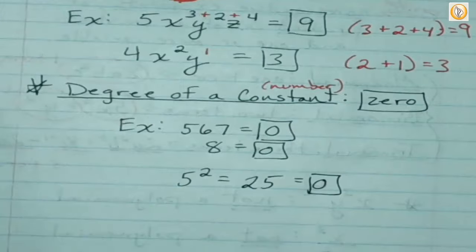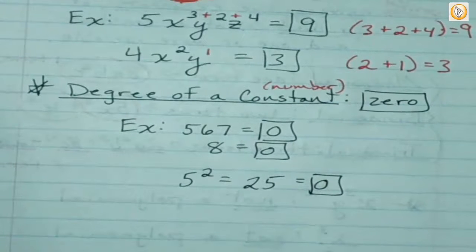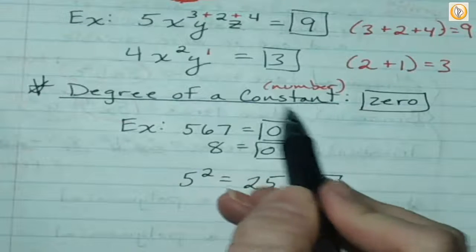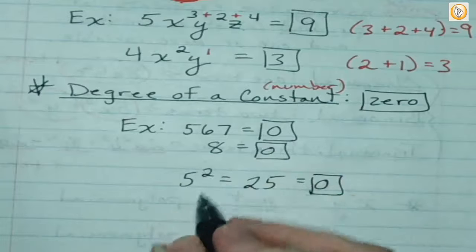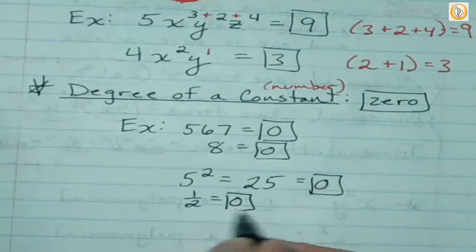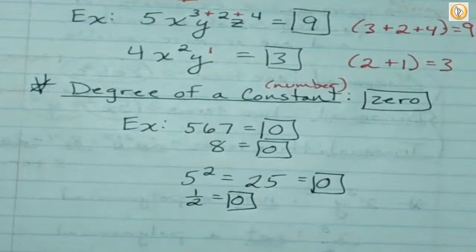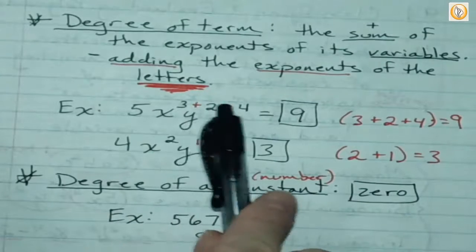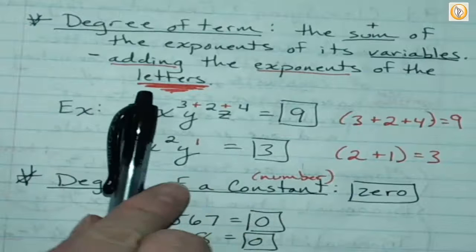What if it's a fraction? Okay, let's say they did. That's still a constant, right? It's still a number with no variable, correct? So I'm assuming it's also going to be 0, because we're just dividing constants. Constants are your numbers, variables are your letters. So regular old numbers are going to have a degree of 0. Degree of term, you're just adding the exponents of the variables. Don't even worry about those numbers. They're just there to throw you off.